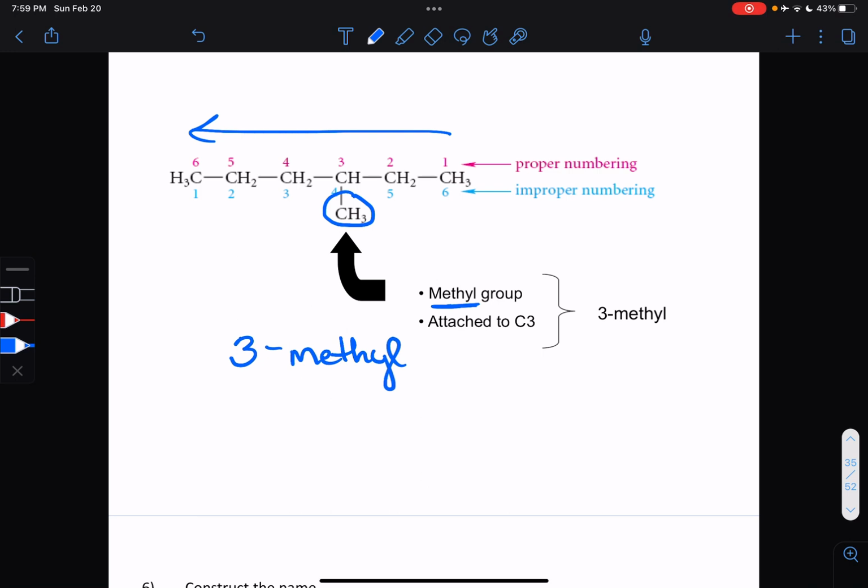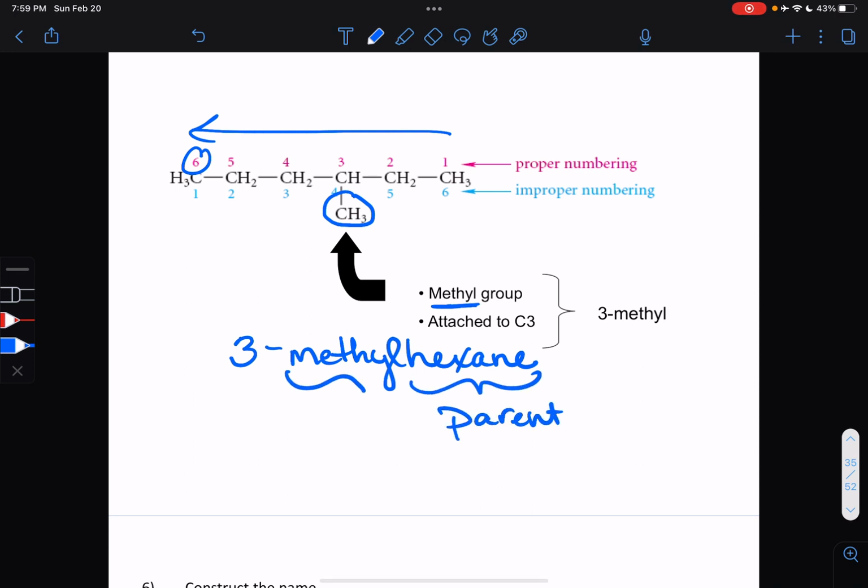And what is our principal or our parent chain? Well, it has 6 carbons, and that's called a hexane. So right here you have the parent. Right here you have the name of your branch. And right there you have the location of the branch.